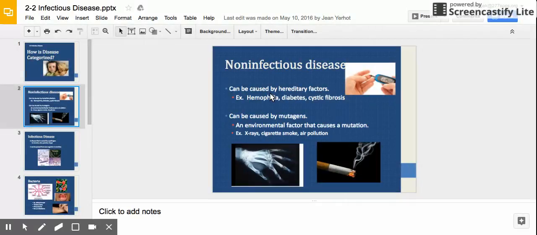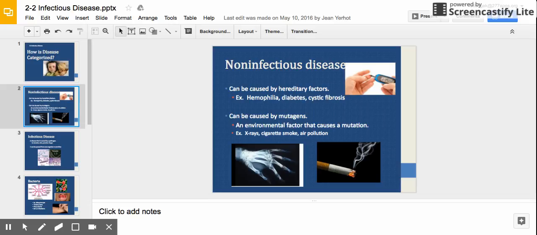Examples of some non-infectious diseases caused by hereditary factors would be hemophilia, diabetes, and cystic fibrosis. So these are diseases that you are either born with or born with a likelihood to have, that you've inherited, that you more than likely have other family members that have these same diseases.